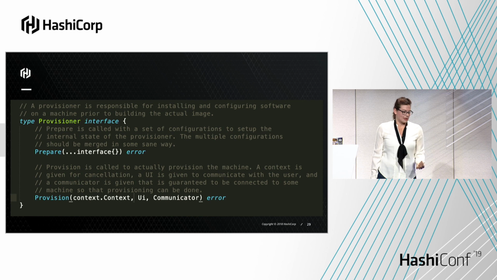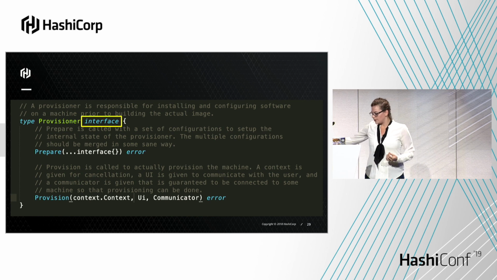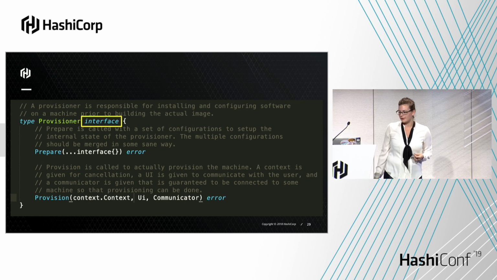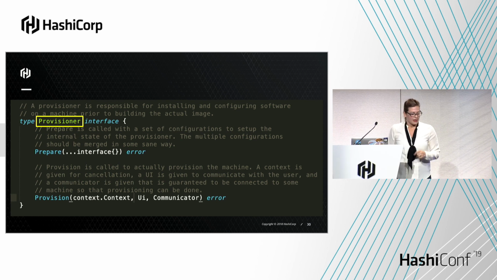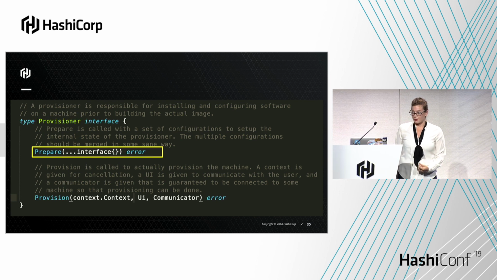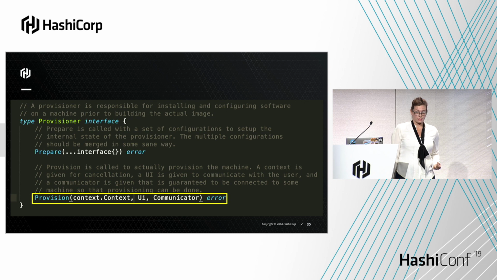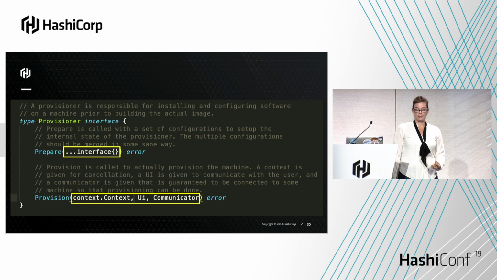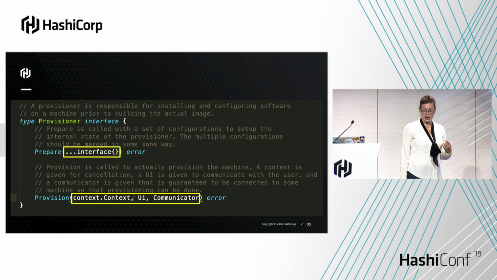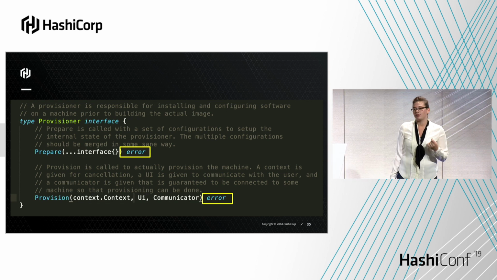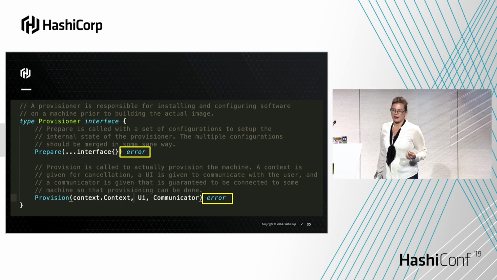So what we're looking at here is where you're declaring it's an interface. This is saying that a provisioner is any object that has both a prepare method and a provision method. And those methods have to have these function signatures. They have to take as input, in prepare's case, a series of interfaces, and in provision's case, a couple of specific Packer-specific objects. And they have to return errors, or lack thereof.